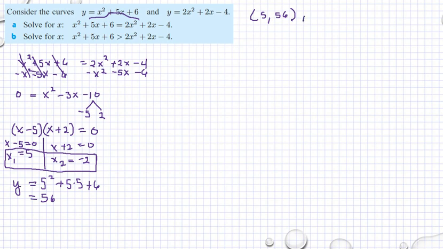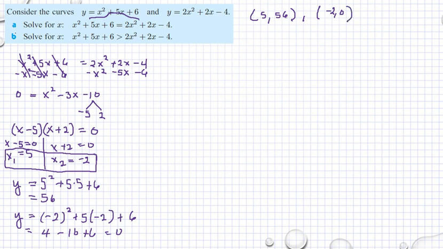And the second coordinate, y is equal to negative 2 squared plus 5 times negative 2 plus 6. Then we have 4 minus 10 plus 6. That's equal to 0. We have negative 2 and 0.